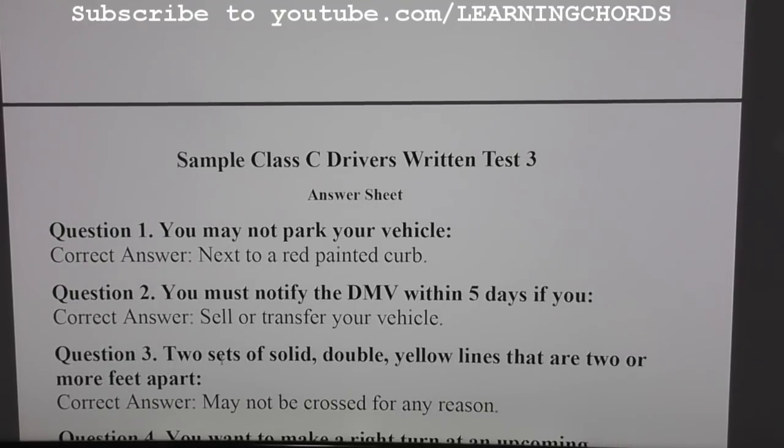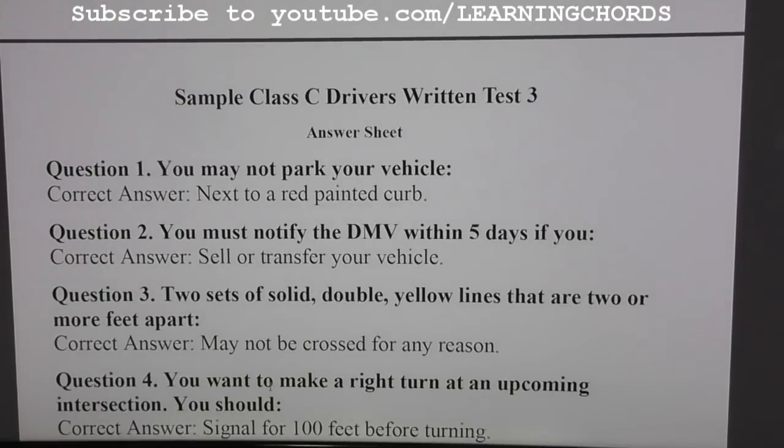2 sets. This is not 1 set. This is 2 sets of double. So that's 4 lines. 2 feet apart, you may not cross for any reason. It's considered like an island or a block. It's a wall that you can't cross.